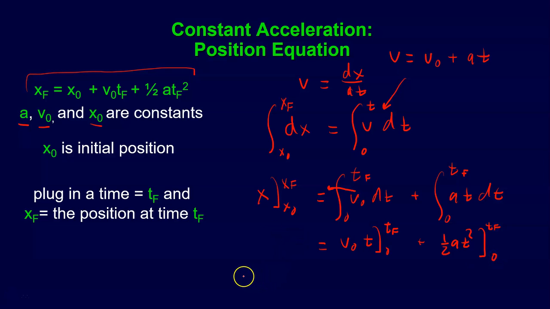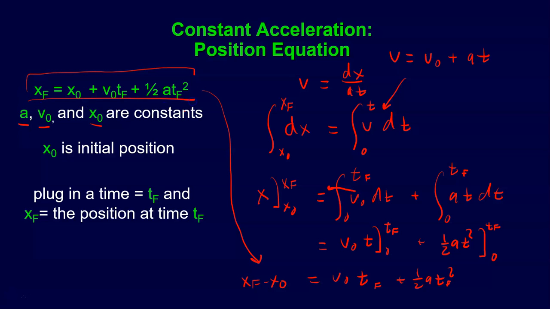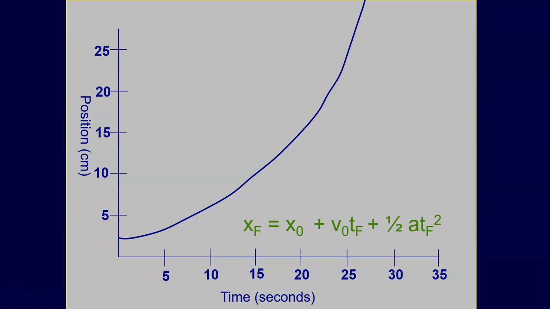And when we are all done with that, over here we get x final minus x initial equals v0 times t final plus 1/2 a t final squared. Which again, if you just bring the initial position over to here, is the same equation as we got over here. And just to explore this equation a little bit more, right? So this is how I would plot it. So hopefully this makes sense.